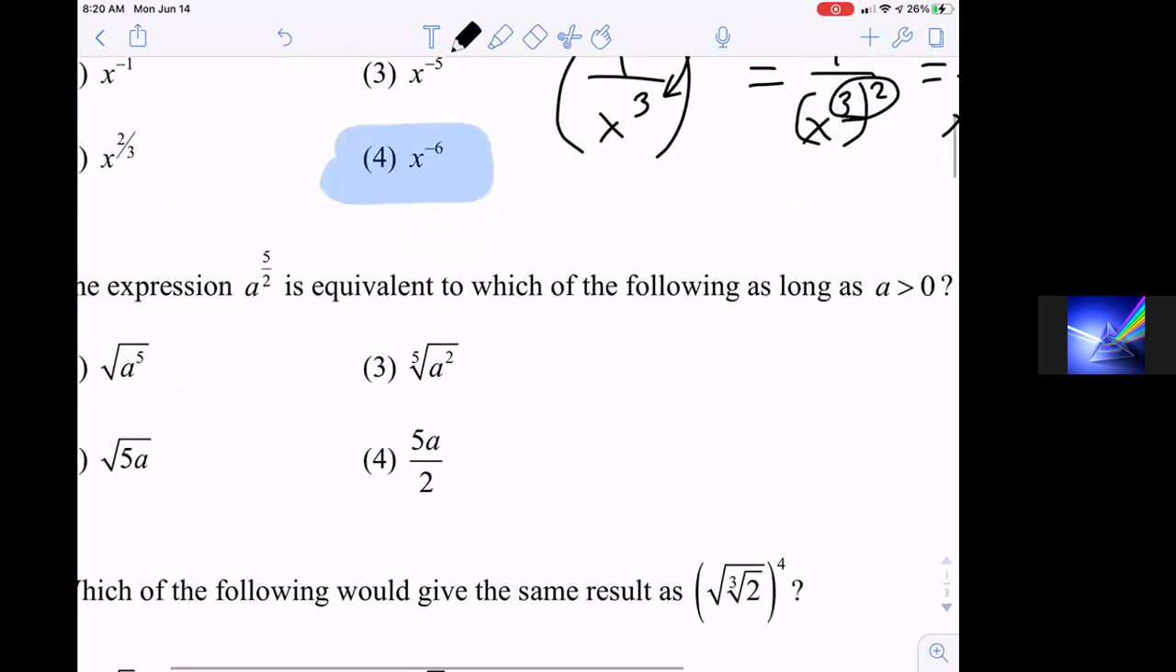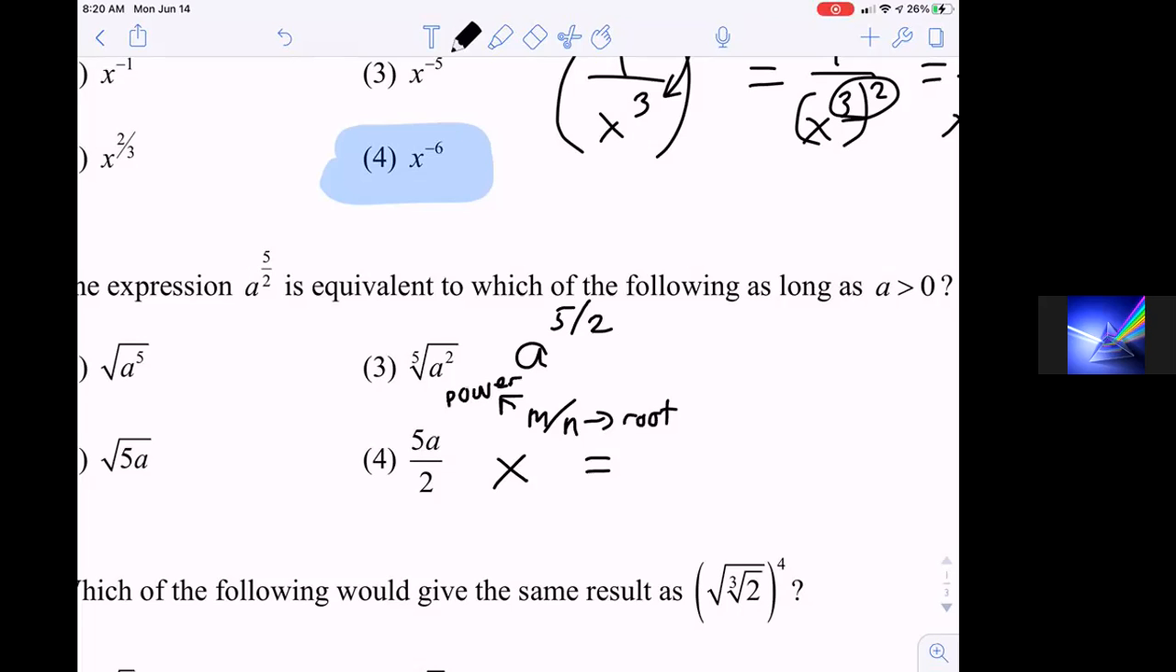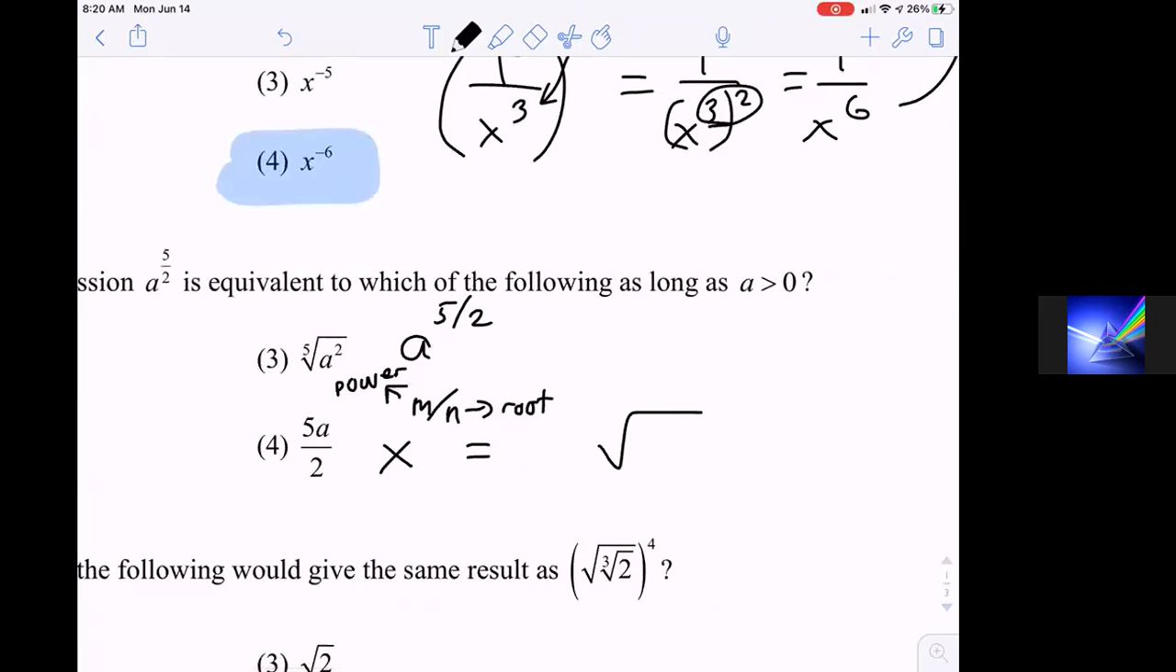Okay. Well, I see that the problem says a to the 5/2. In the back of my mind, I should be looking to try and rewrite that. You have a rule that helps you out with that. X to the m over n is equal to what? N is the root, m is the power. So this is the same thing as the nth root of x to the m power.